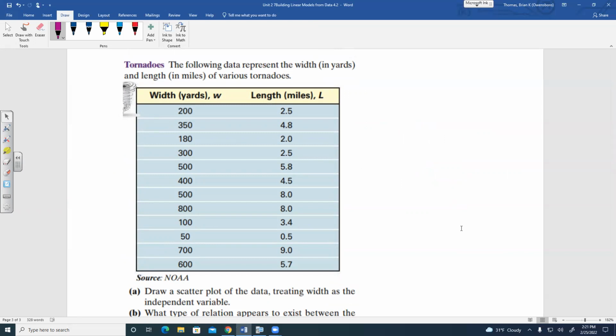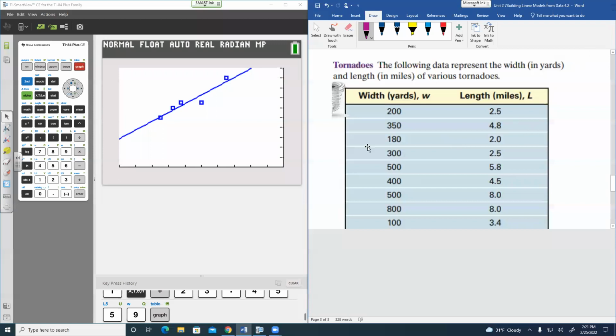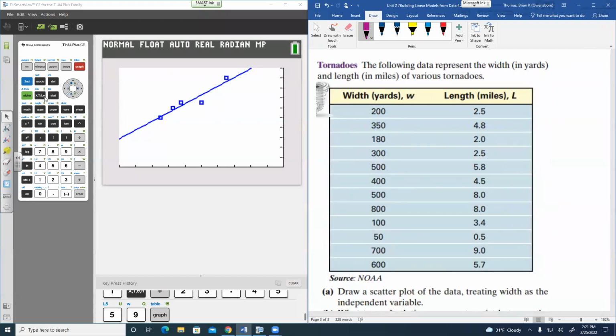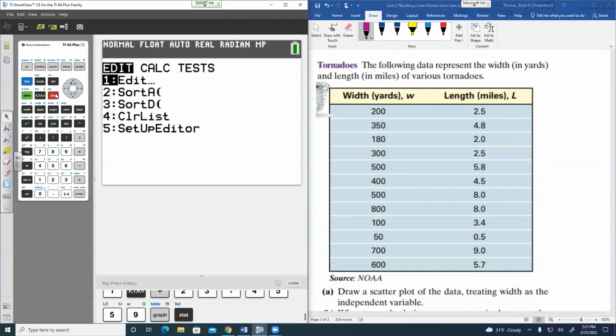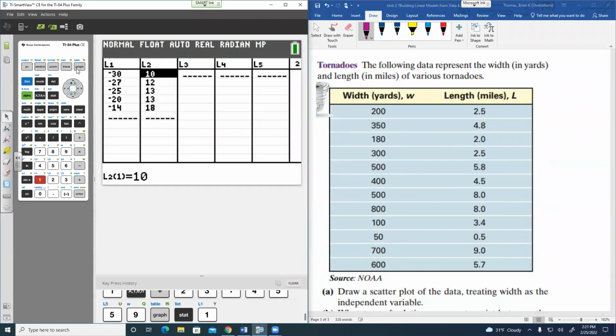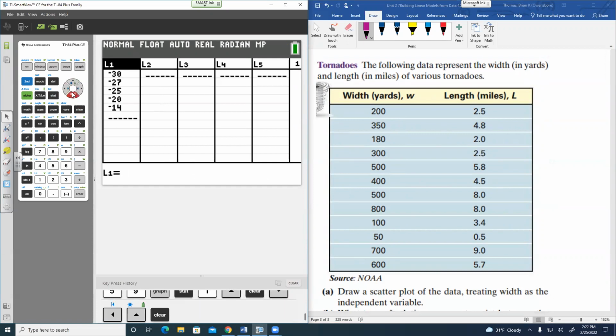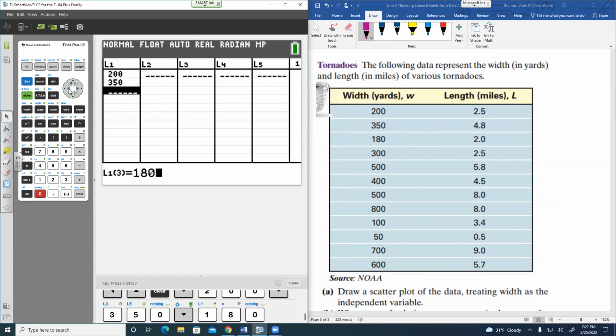So to do a scatter plot on this, let's slide this off to the side here. Again, to put the data in, we have to go to stat. We hit 1 for edit. We have to clear off our existing data. Come down. So let's put this data in and see what we have here. 200, 350, 180, 300, 500.